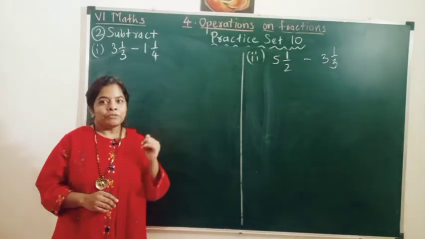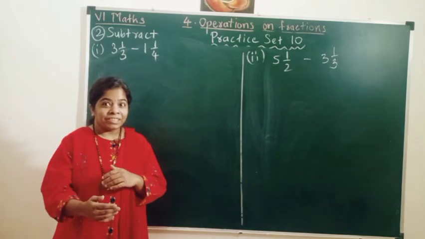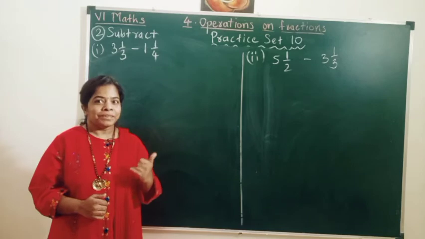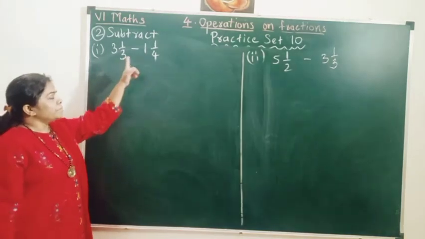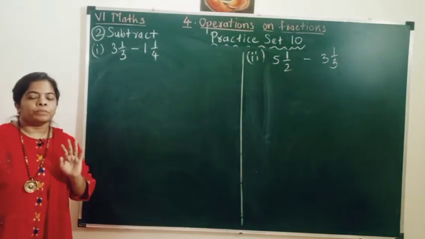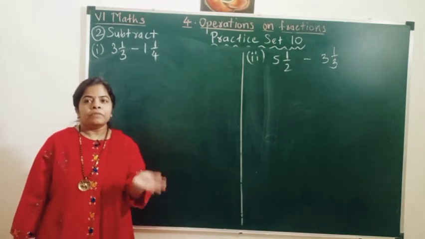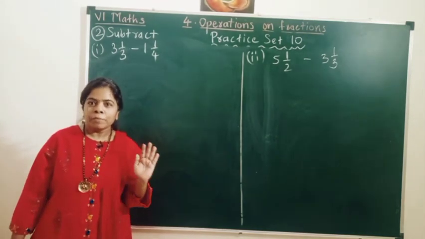In this video we are going to see the subtraction sums based on fractions. So let's begin with the first sum: 3 1/3 minus 1 1/4. The method is the same as addition. We just have to do minus in place of plus.